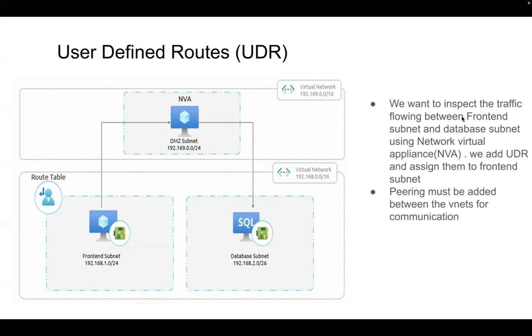So we want to inspect the traffic flowing between the front-end subnet and the database subnet using a network virtual appliance. We add a UDR. UDR means user-defined routes, and assign them to the front-end subnet. Peering must be added between the VNets for communication.